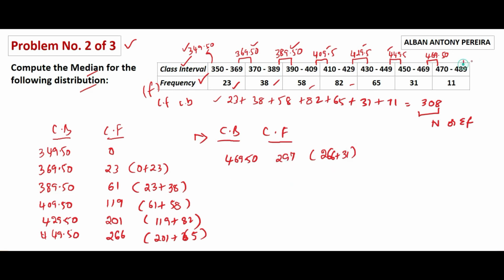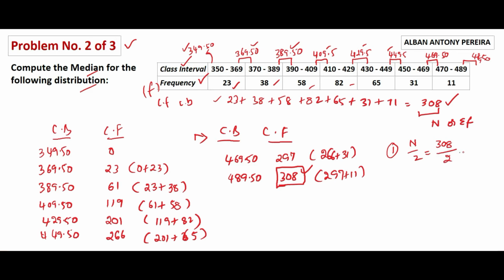Next one is 489.50. It will be 297 plus 11, that is equal to 308. Now cross check this n or sigma f with this final cumulative frequency; it should be the same. So till here it is correct. Now we'll start solving the median. Before that, find the step 1 answer, n divided by 2, that is 308 divided by 2, and your answer is 154.